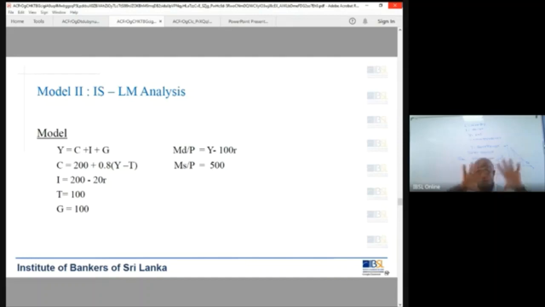Now this is the economy. These 8 equations explain the economy. The equations on the left explain the real sector, the goods sector. The 2 equations on the right explain the monetary sector, demand for money and the supply of money. Now we can derive the IS curve, we can derive the LM curve, and you can calculate equilibrium income and interest rate.